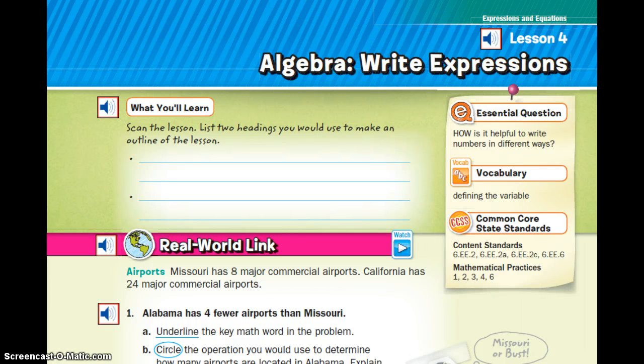Chapter 6, Lesson 4. Please turn with me to page 461. We are talking about algebra and writing expressions. So, algebra.